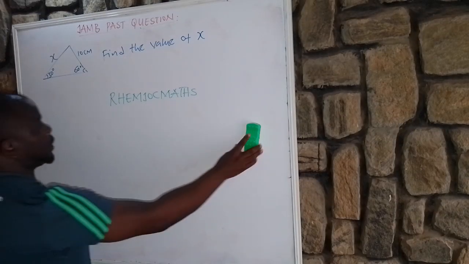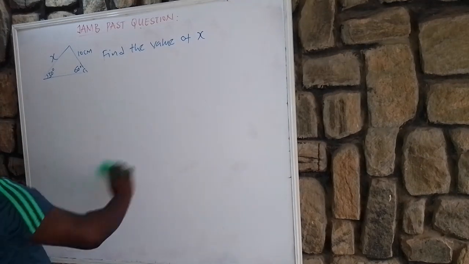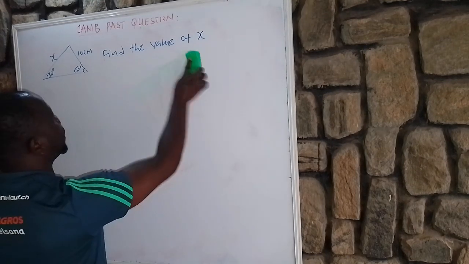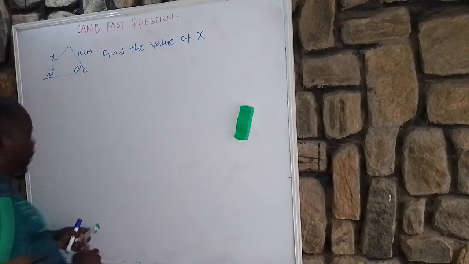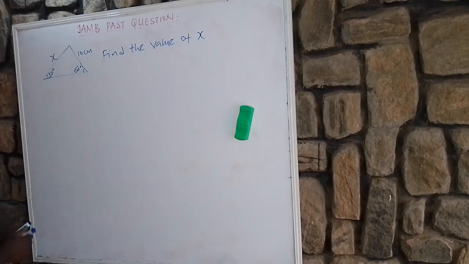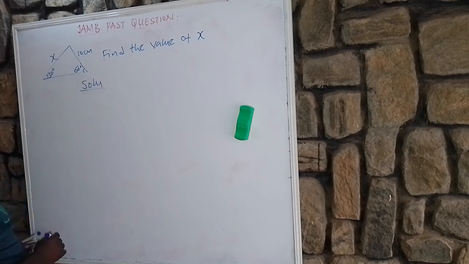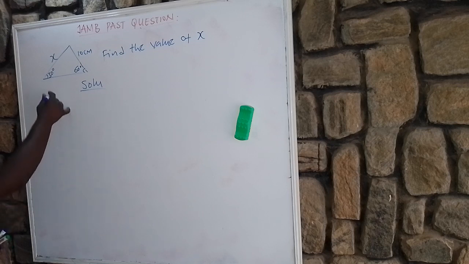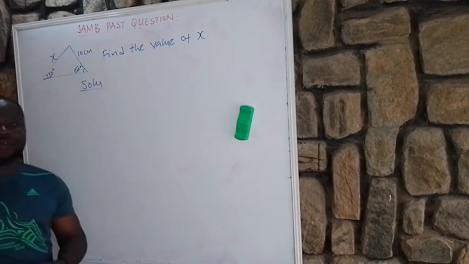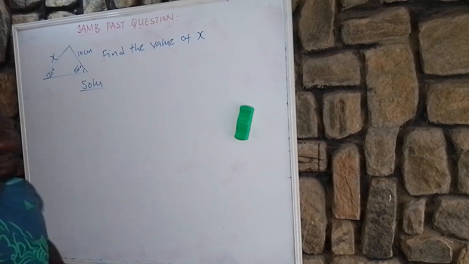Okay, let's look at this problem. Here we have a triangle given. They said we should find the value of x. It's simple as ABC. But before that, let us first write the solution. Look at this triangle. If you can see what I am saying, let us redraw this triangle so that it will be easier for you to find the value of x.